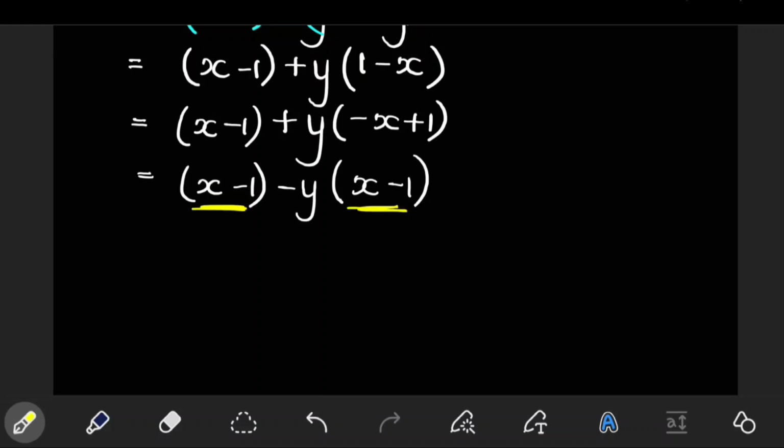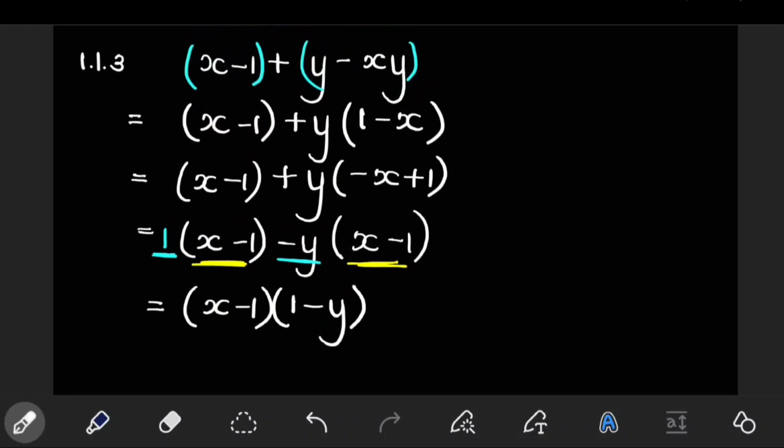We need both of these brackets to be the same as they are here. Once you've got both the brackets to be the same, you write it out once, and whatever is in front of the brackets, these terms. Well, in front of your first bracket, we don't actually see anything, so we take it as 1. And in front of your second bracket, you have minus y. So those coefficients in front of the brackets go in their own bracket. So we're going to have 1 minus y.